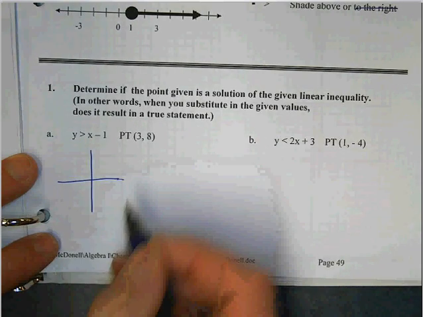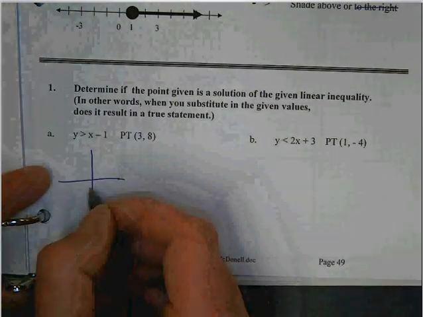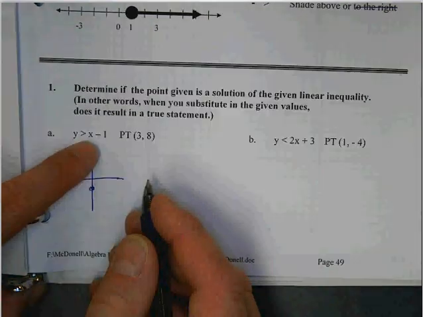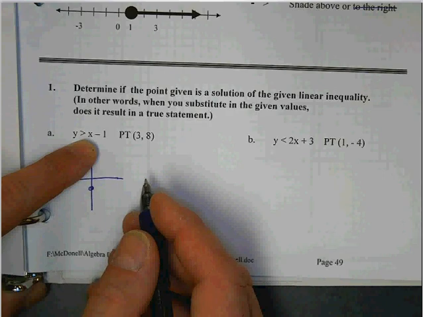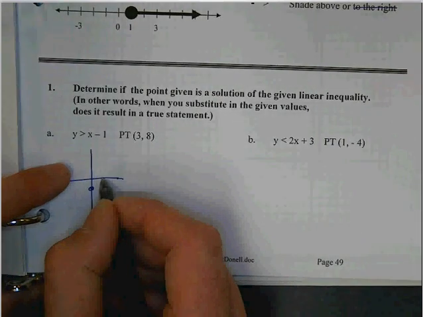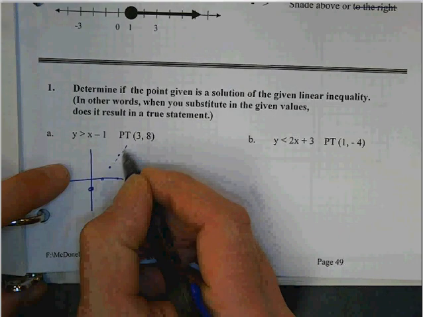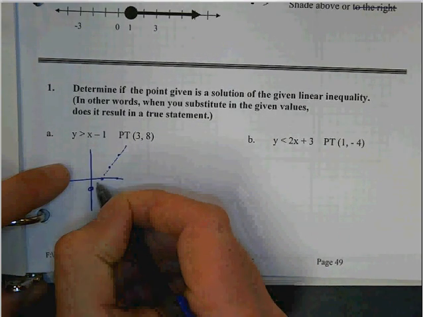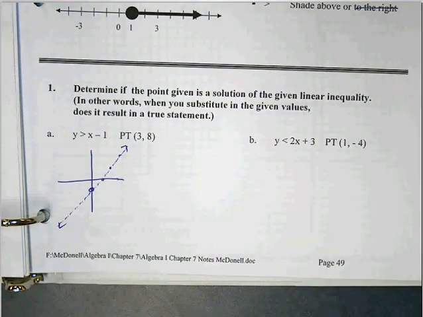Little review. What's the y-intercept? 0, -1. What's the slope? 1 over 1. Remember when there's just an x there, it's 1 over 1, so go up 1 over 1, up 1 over 1, up 1 over 1. I'm going to make a dotted line here because it's not equal to.